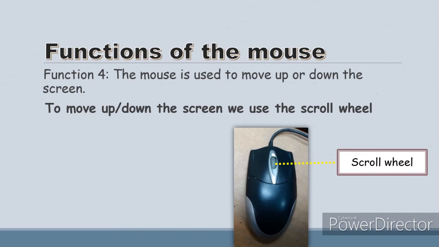So we have seen what we can do with the left button of the mouse and the right button of the mouse. So what can we do with the scroll wheel? We use the scroll wheel to move up or down a document or any program you are playing on your screen. Let's view an example together.